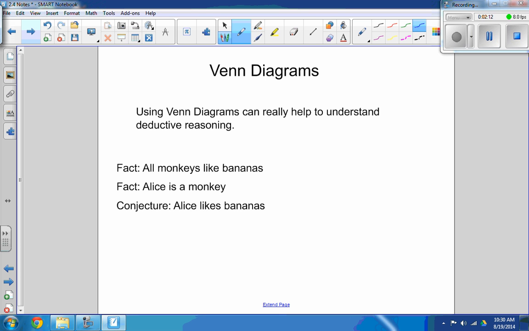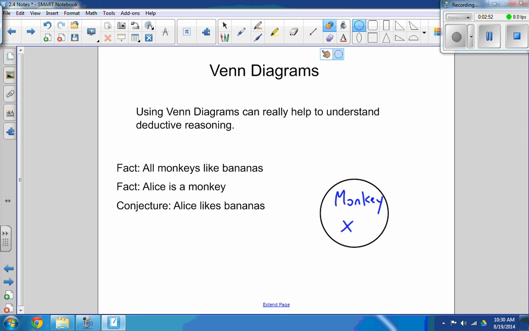Now, Venn diagrams can be very helpful to understand deductive reasoning. So we're going to go through that previous example we did with monkeys and bananas. Now, Venn diagrams use circles. So I'm going to make a circle here. This circle represents my monkeys. If you're a monkey, you are inside that circle. So Alice is inside the circle. That's Alice.